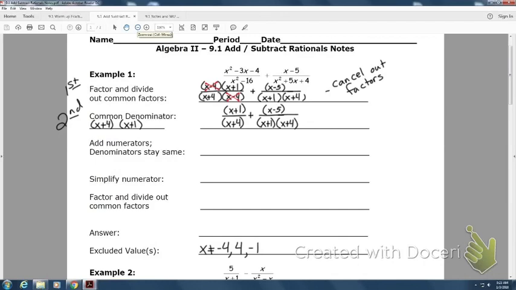So now that I have that written down, I want to compare each denominator separately to my common denominator and apply whatever it is I'm missing. Okay, so on my first fraction, I've got x plus 4. What am I missing from the common denominator in that one? X plus 1. Okay. I've got the x plus 4 part. I need x plus 1.